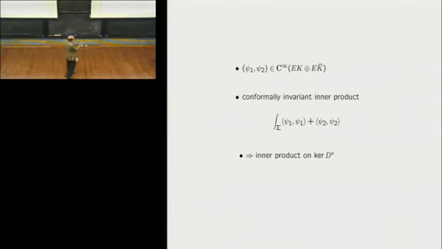So this depends only on the conformal structure of sigma. You don't have to choose a metric. So you have a natural inner product on the kernel of D star. Natural, it depends on the solution to the Higgs bundle equations. It depends on the Hermitian metric on E, but not on any Hermitian metric on the Riemann surface.